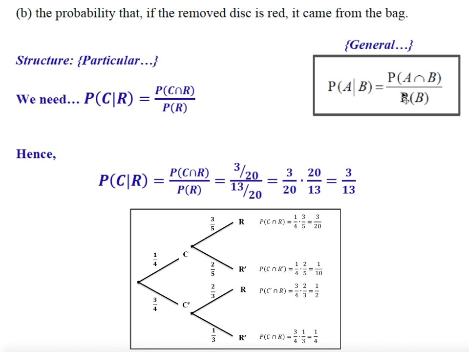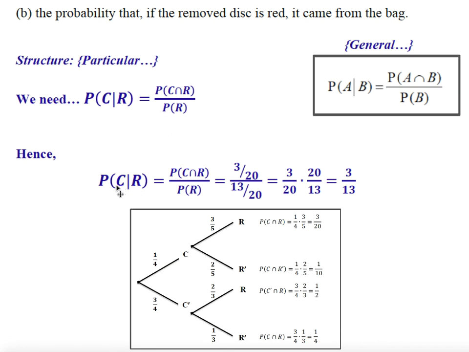So the given condition controls the denominator. If the given is that the disc removed has to be red, then that's what's going to control the denominator. And then, of course, you structurally establish the probability of pulling a club given it's red, because that's how I'm in the bag. So the and of these two goes up top. That helps you get some structure to what's going on.